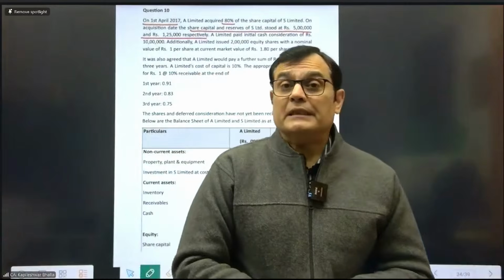Of course not. Because analysis of other equity is not just considering the split of the balance sheet equity. There are fair value adjustments also to be taken. So even if he gives you the share capital and reserve on the date of acquisition, don't get carried away with the thought that the analysis of equity is not required. We'll still do that.